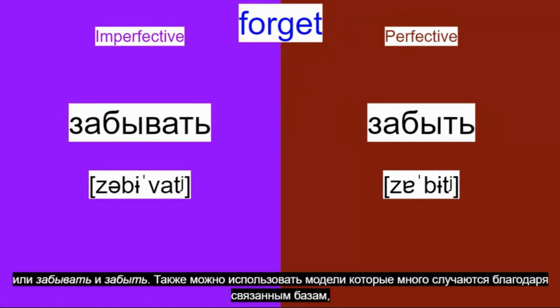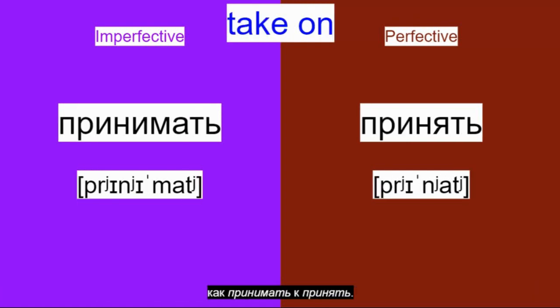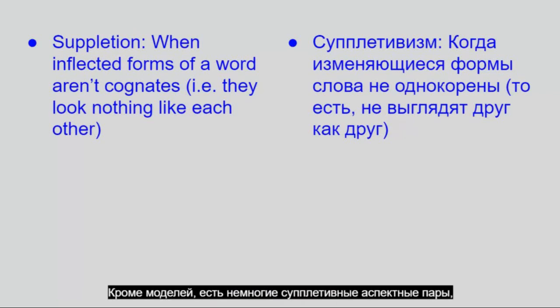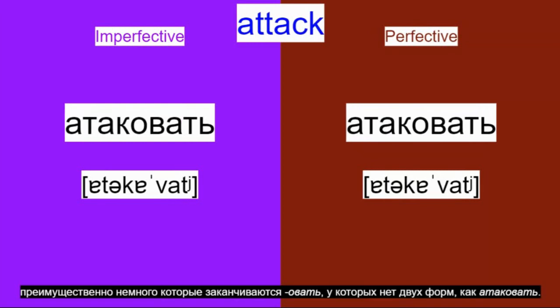You can also use some patterns that come up a lot due to bound bases, like how for any imperfective verb with немать at the end, it's safe to assume that the perfective will end in nyach, like принимать to принять. Other than the patterns, there are also a few suppleted aspect pairs like lavich and paimach, and a few verbs, mainly ending in avach, that don't have two forms, like atakovach.